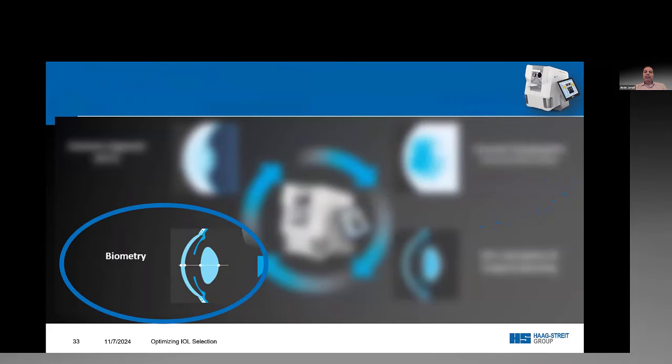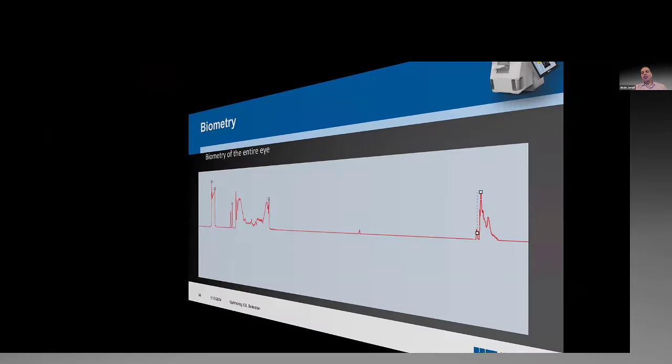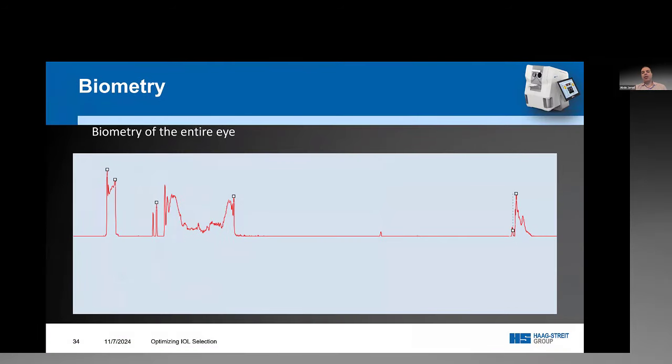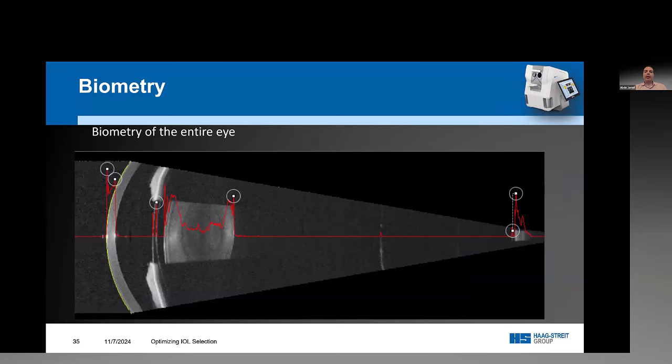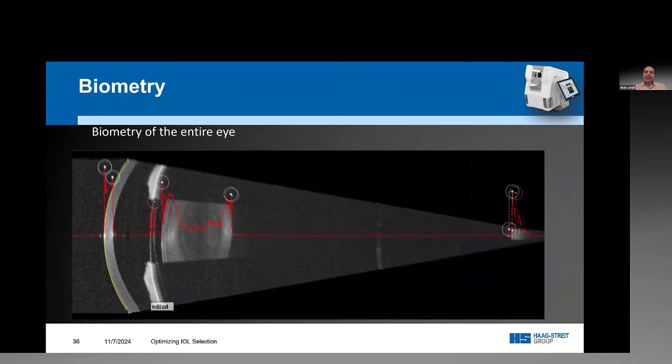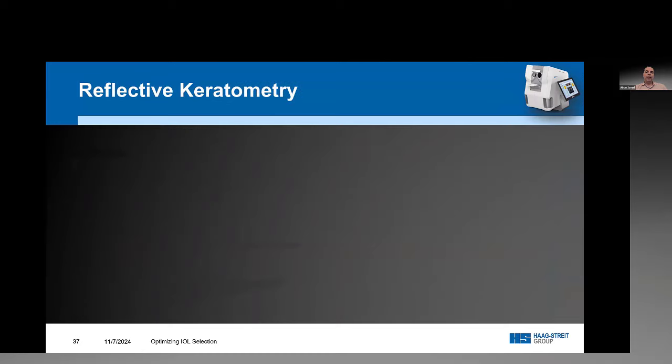Moving to biometry, the entire eye is measured in one scan, which means higher precision. We can also superimpose the A scan on the B scan to check the gates' location, and in rare cases, we can correct the gates manually, and this is a possible option.